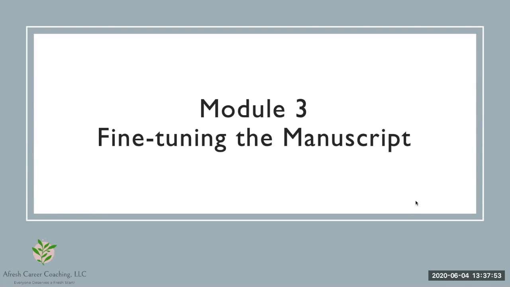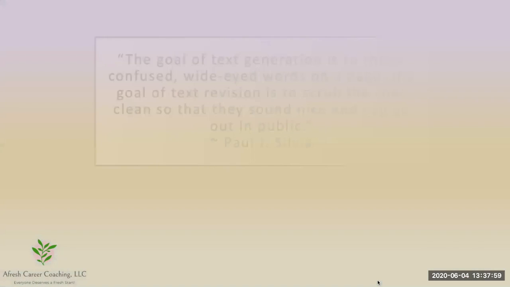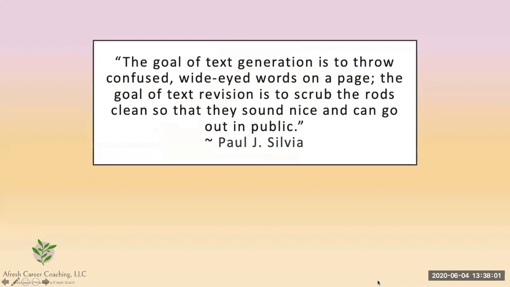Welcome to Module 3, Fine-tuning the Manuscript. The goal of text generation is to throw confused, wide-eyed words on a page. The goal of text revision is to scrub the words clean so they sound nice and go out in public. Up to this point, your author has definitely thrown everything except the kitchen sink onto the page, and you are ready to scrub the words clean.